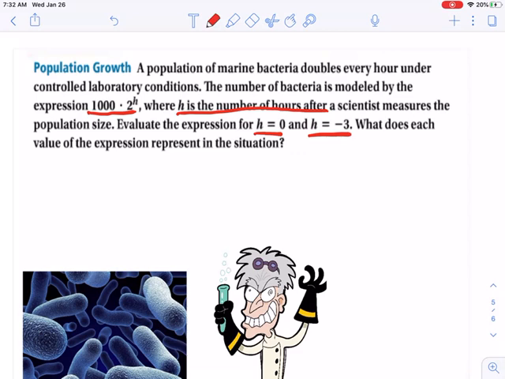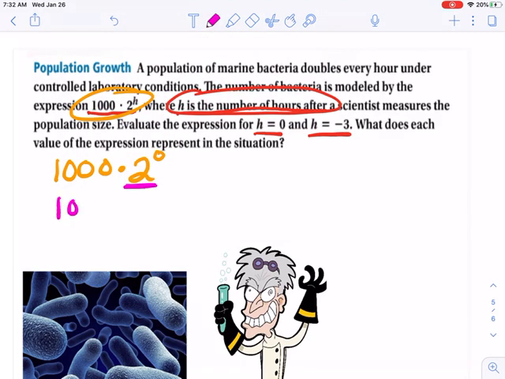So they're just wanting us to plug in 0 for h and -3 for h and just kind of evaluating those results. Again, h represents the number of hours after the scientist measures the population size. So we just take our expression here, the 1,000 times 2 to the h. Well, in this case, they first said, well, make h 0. So if I simplify using PEMDAS again, right? PEMDAS says I got to do exponents before I multiply. So I get 1,000 times 2 to the 0. Well, 2 to the 0, that's just 1. So I get 1,000.